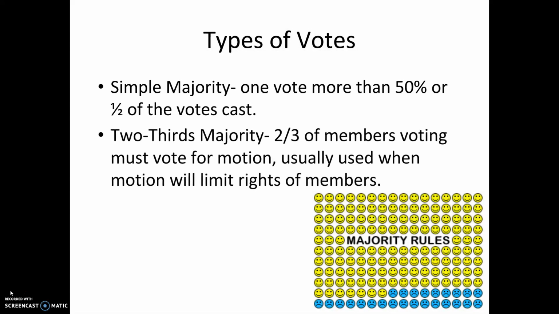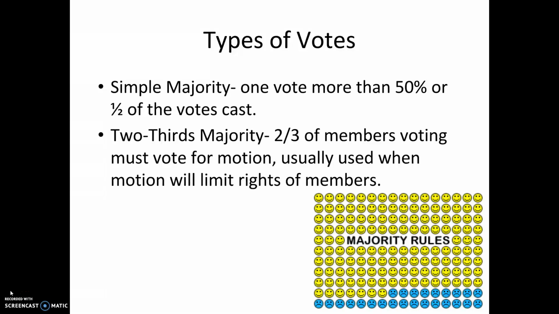There's 2 types of votes. The first one is a simple majority. So this would be 1 more than 50% or 1 more than half of the votes. Then there's also a 2/3 majority, which is 2/3 or approximately 66-67% of your members are voting, so at least 67% or 2/3 of the members that are voting must vote for the motion in order for it to pass.